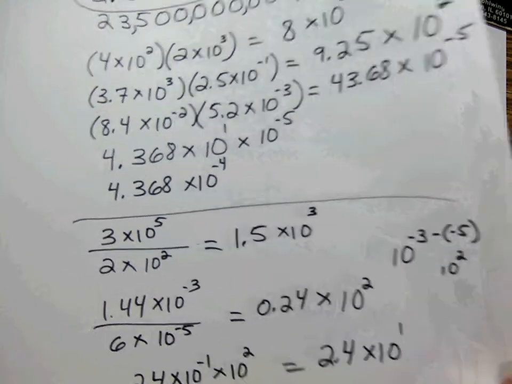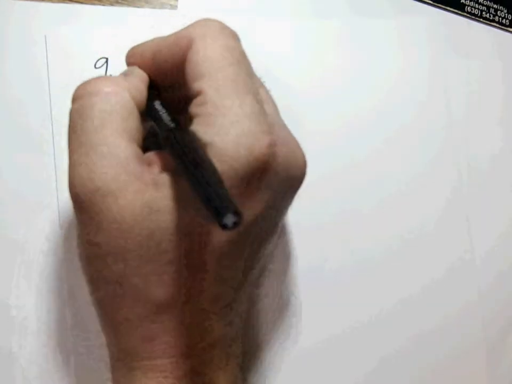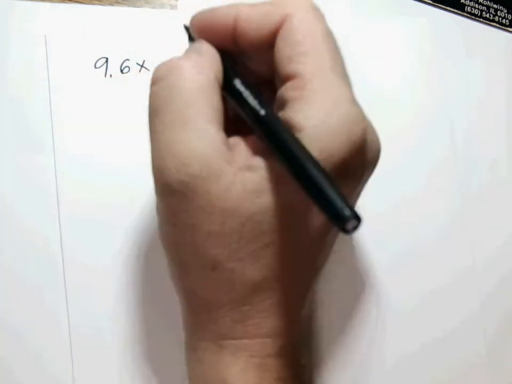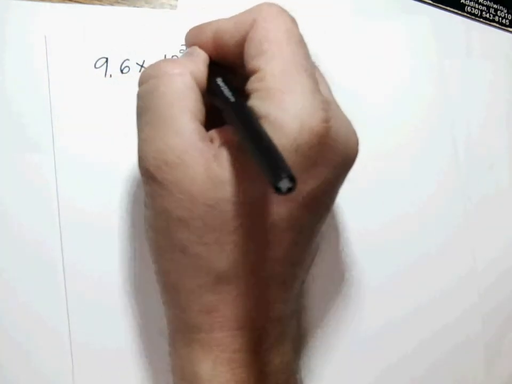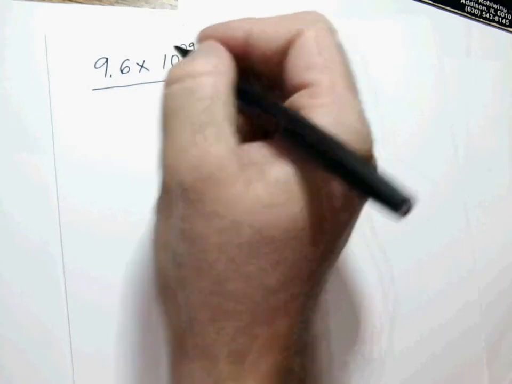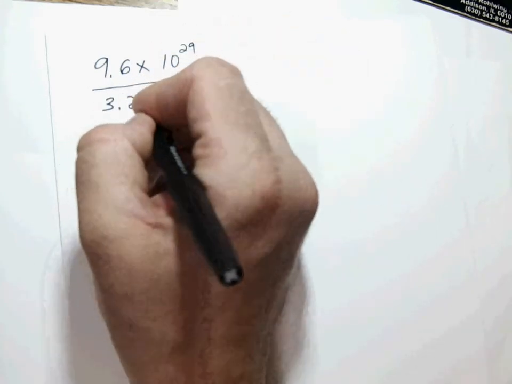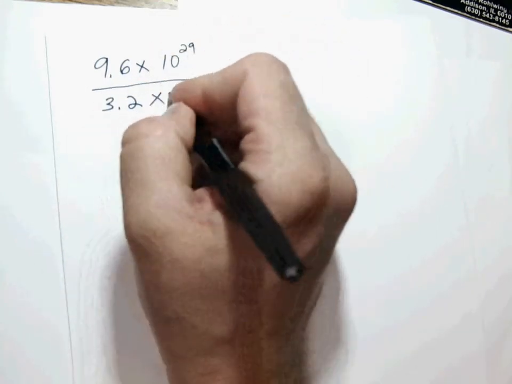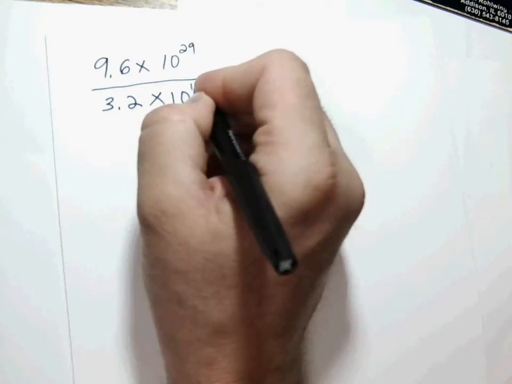All right, what about part C? Numbers are getting a little bigger here. That doesn't scare us. We've got 9.6 times 10 to the 29th power divided by 3.2 times 10 to the 111th power.